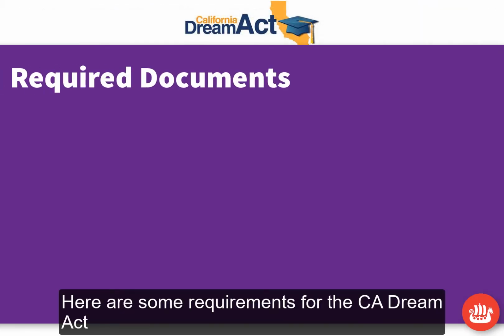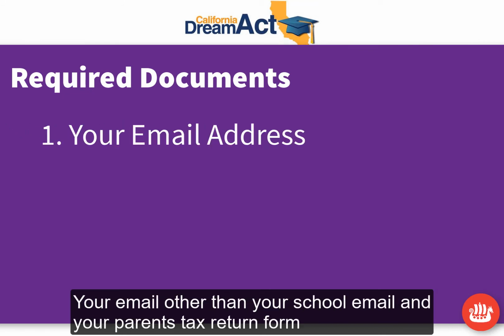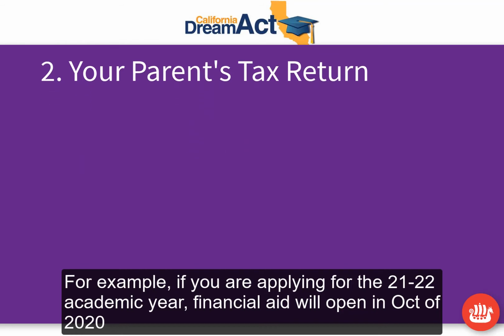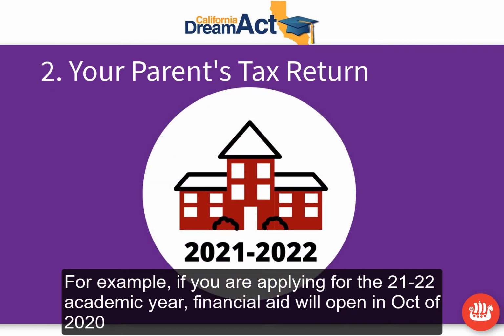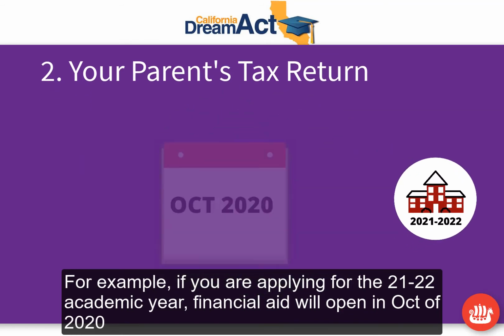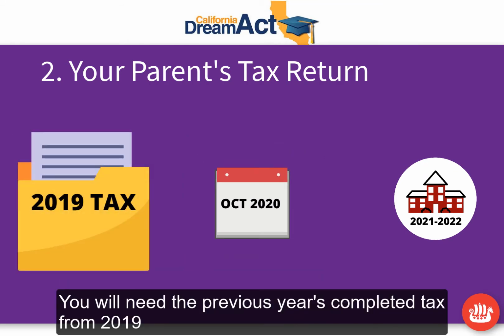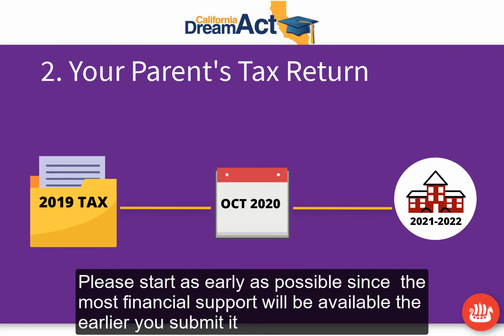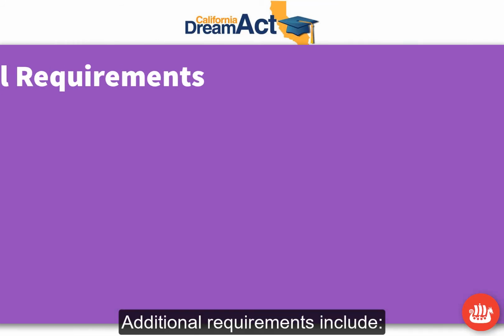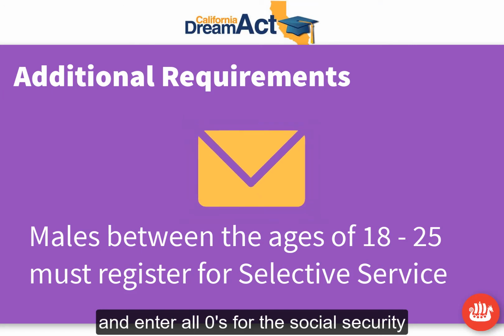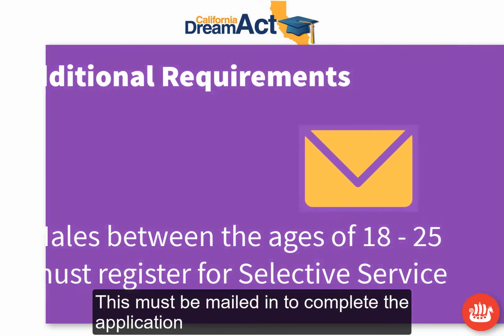Here are some requirements for the California Dream Act: your email other than your school email and your parents' tax return form. For example, if you are applying for the 21-22 academic year, financial aid will open in October of 2020. You will need the previous year's completed tax from 2019. Please start as early as possible since the most financial support will be available the earlier you submit it. Additional requirements include males between the ages of 18 through 25 must register for selective service and enter all zeros for the Social Security. This must be mailed in to complete the application.